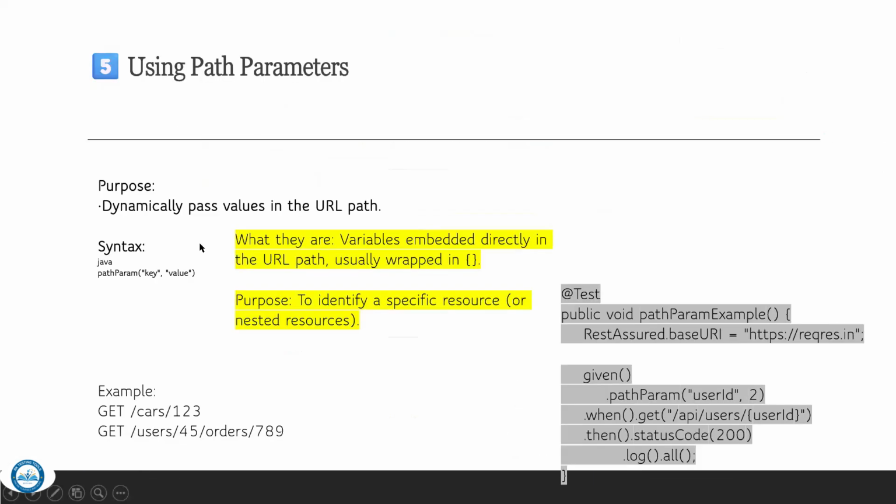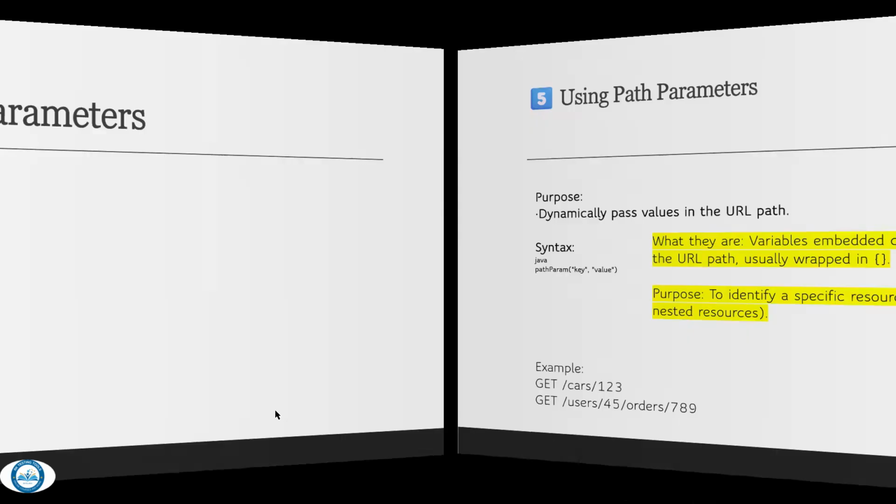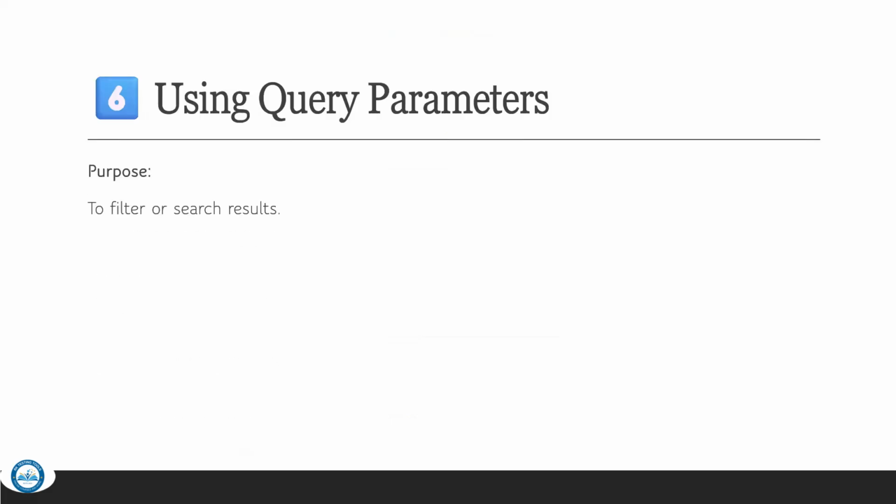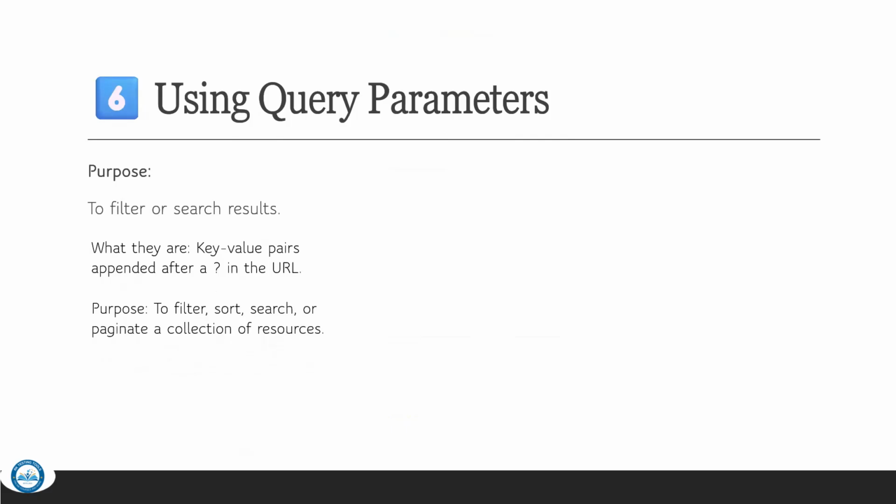So path parameters are for dynamically passing values into the URL path, injecting the values, numbers and so on. And query parameters are for filtering or searching results, so-and-so filter, so-and-so page, or so-and-so user type. They are key-value pairs appended after a question mark. Whatever you add after the question mark symbol in the URL is part of the query parameters. The purpose is to filter, sort, search, or paginate a collection of resources.